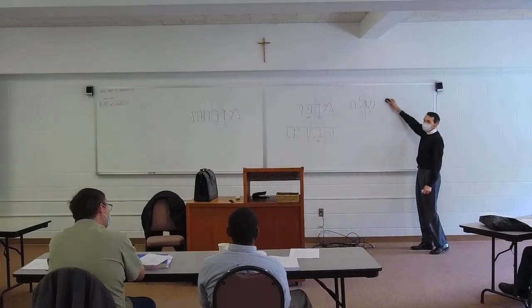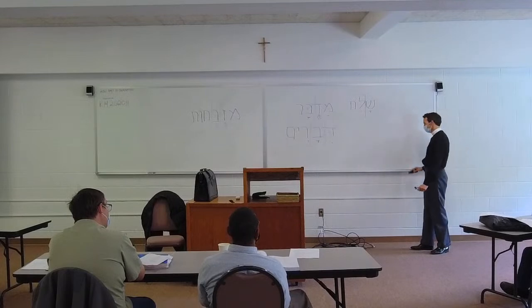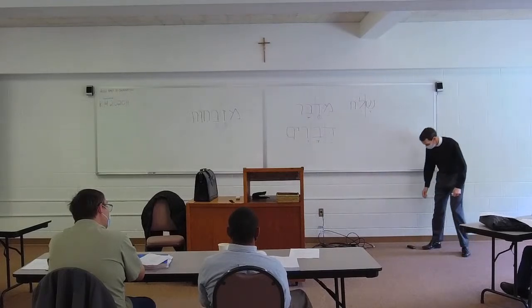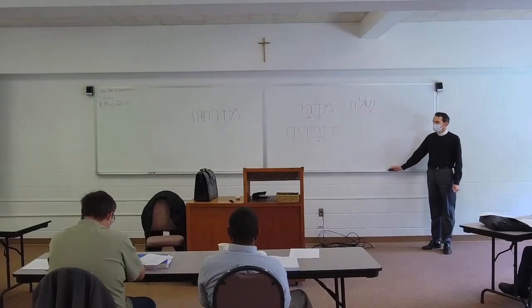What are the two types of syllables in Hebrew? Closed and open. What is closed? Consonant, vowel, consonant. What is an open syllable? Consonant, vowel. Okay.